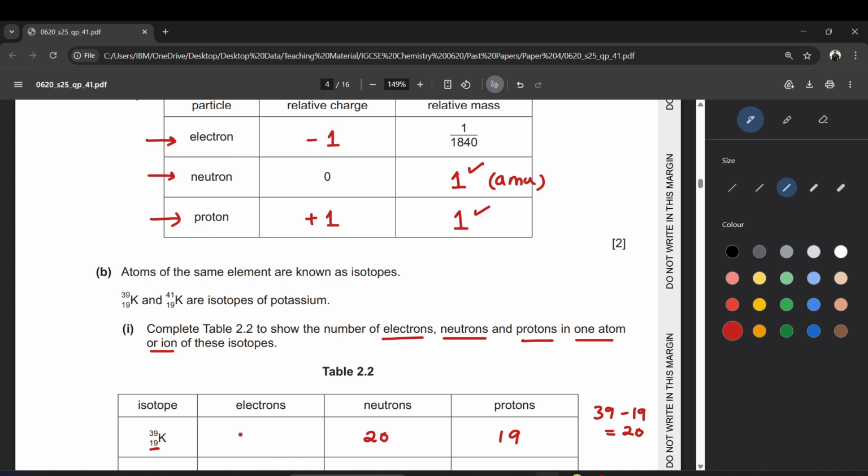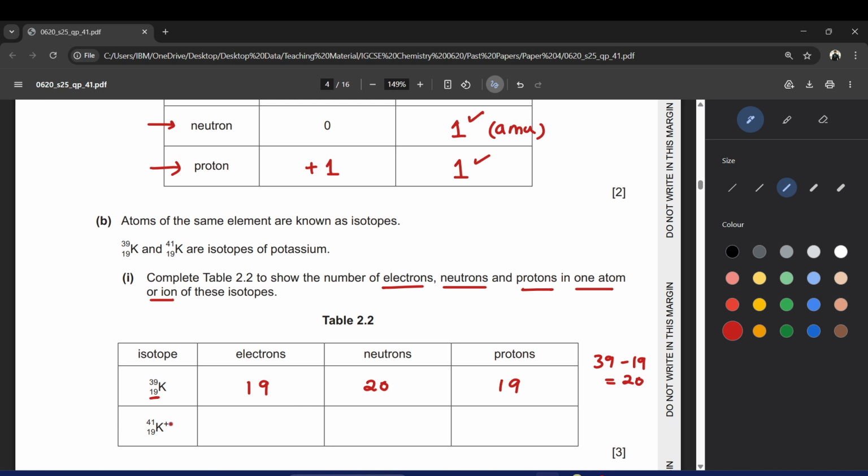Now, as for electrons, because this is an atom, it does not have a charge over here. So we know that this is an atom. Within an atom, the number of electrons and number of protons are equal. So therefore, there will be 19 electrons. Because an atom is neutral, it does not have a charge. And this is the exact reason why it does not have a charge, because if you have 19 protons and 19 electrons, the charges cancel each other out.